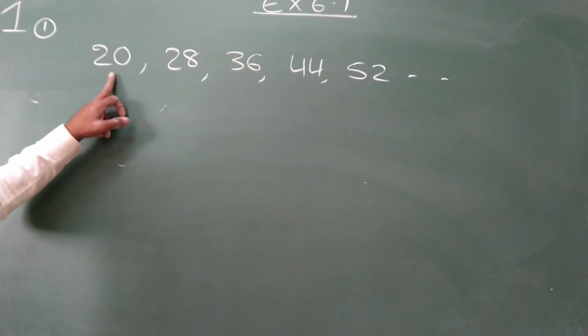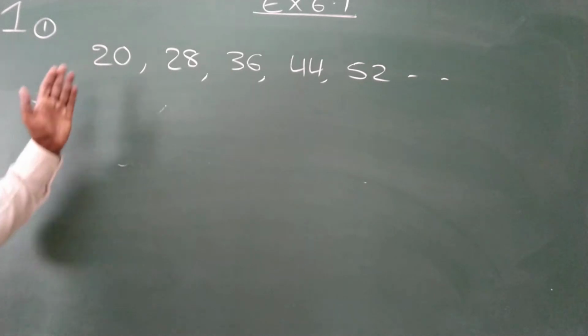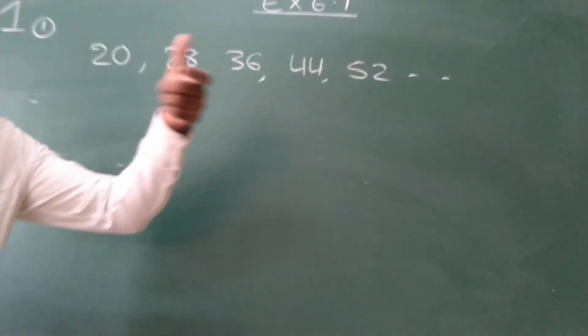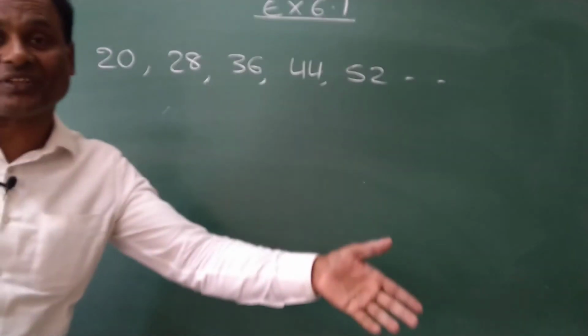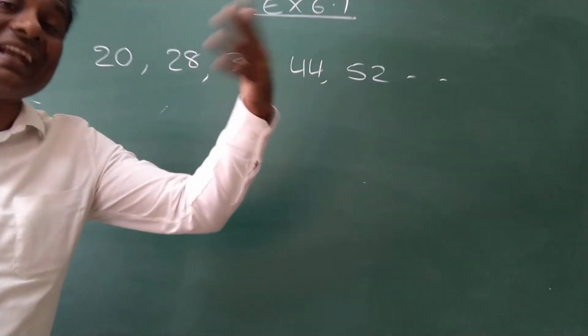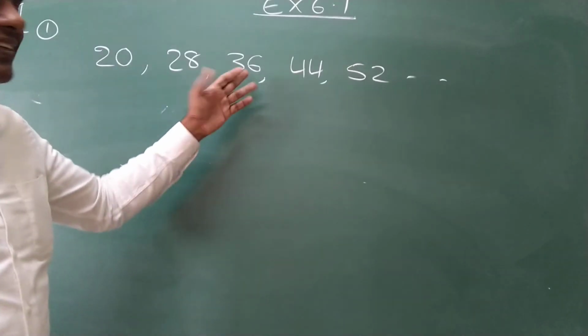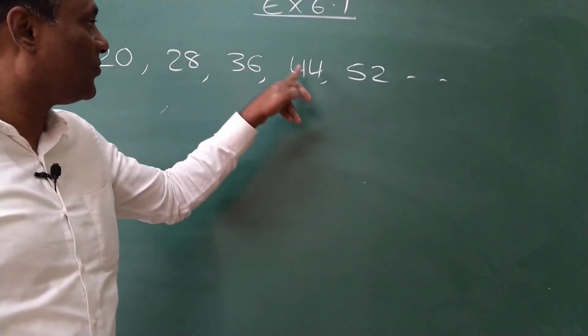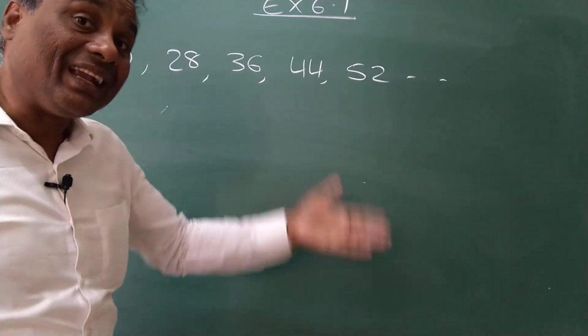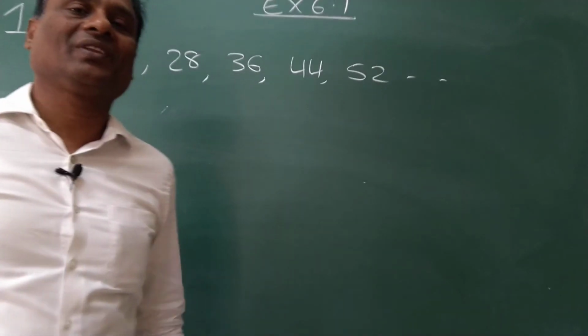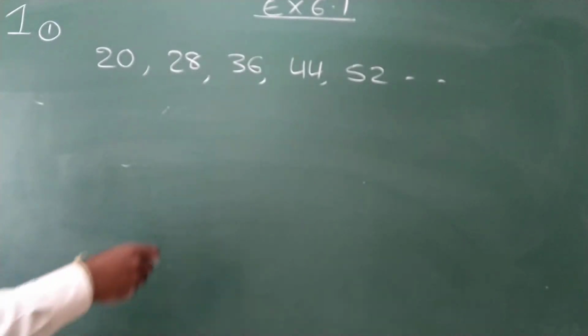First kilometer 20 rupees. Next kilometer, 20 plus 8 rupees, 28 rupees. Next kilometer again 8 is added, 36. Next 8 is added, 44. 44, 8 is added, 52, like that. So write down some explanation.